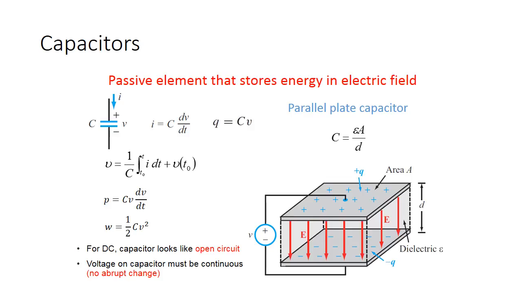Underneath that, we have that the voltage on a capacitor must be continuous. You can't have an abrupt change in voltage, which is what I was just saying. Because if you change voltage, then your capacitor is going to go through a period of charging and discharging, and that's going to be a function of the resistance, which is the RC circuit that we're going to look at.